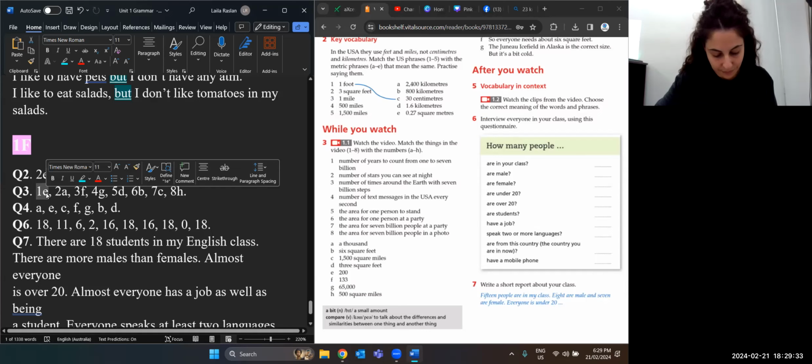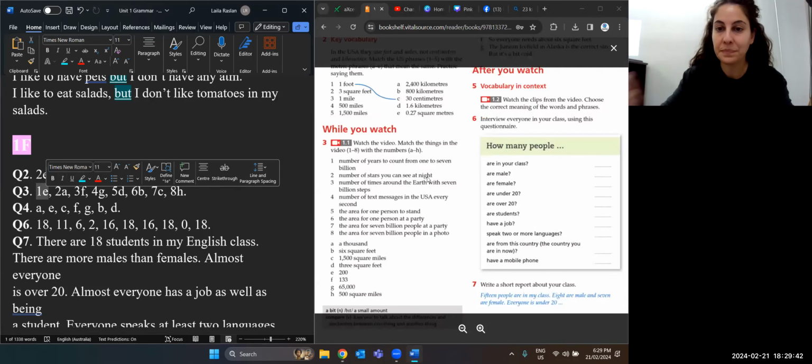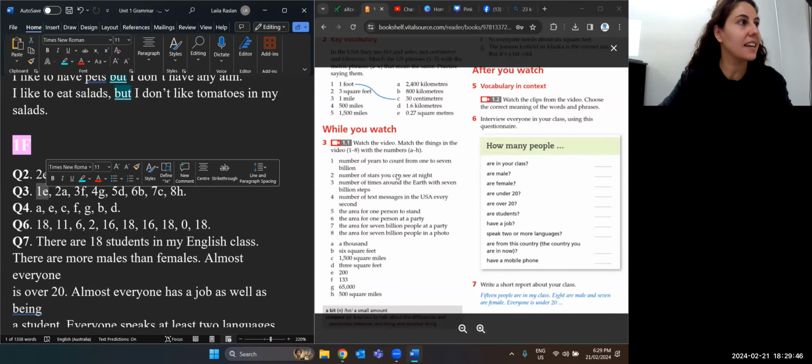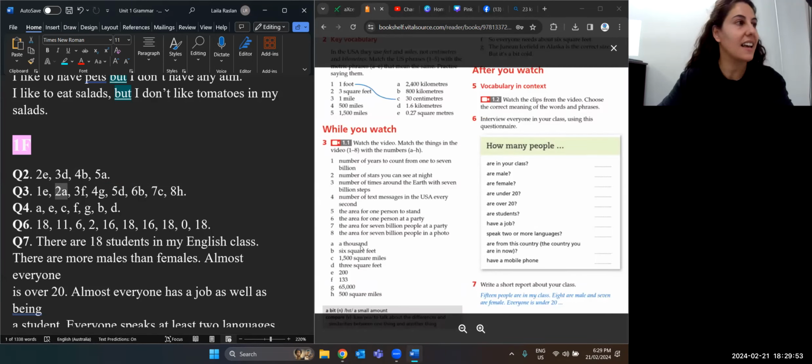from 1 to 7 billion. What are the number of stars you can see at night? What's the number of stars? We can see 1,000. 1,000 stars at night. What is the number of times around the Earth with 7 billion steps?